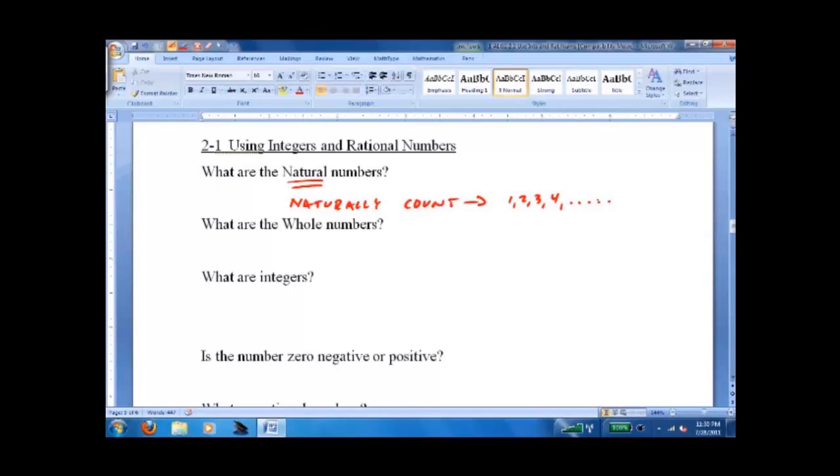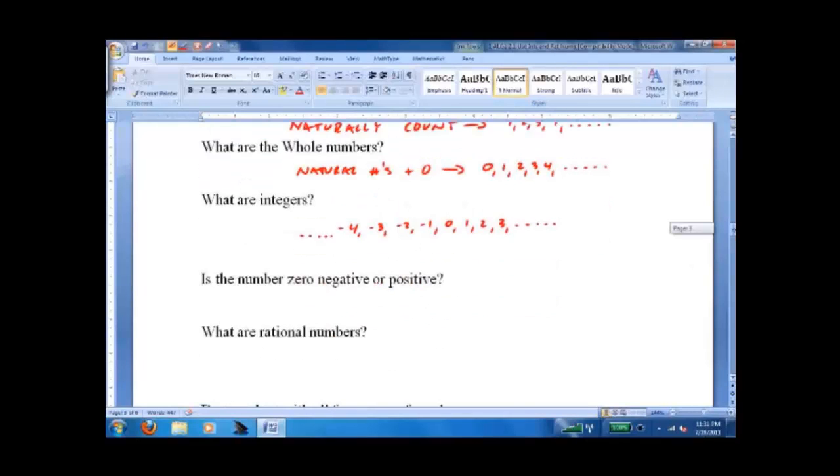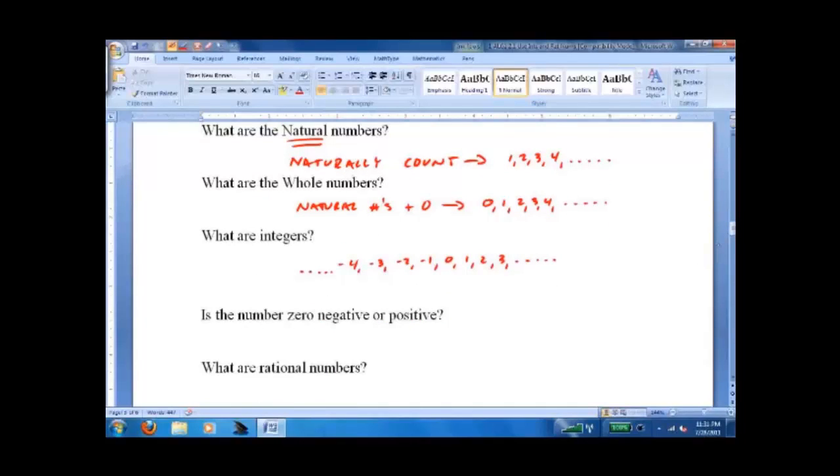What are the whole numbers? Well, that's just the natural numbers plus the number 0. So 0, 1, 2, 3, 4, dot, dot, dot. And integers go both ways: -4, -3, -2, -1, 0, 1, 2, 3, dot, dot, dot. So the integers include the whole numbers, which include the natural numbers. Something that always pops up is: is the number 0 negative or positive? Well, it's neither. It's in between.